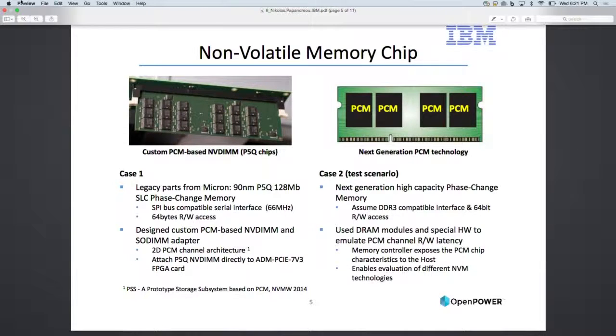The second controller corresponds to a next generation phase change memory technology. And here we assume a DDR3 compatible interface, and we used read and write latencies that correspond to state-of-the-art PCM chip designs. Since these parts are not available for this case, we have used DRAM modules and special hardware to emulate the PCM channel read and write latency and expose the PCM chip characteristics to the host.